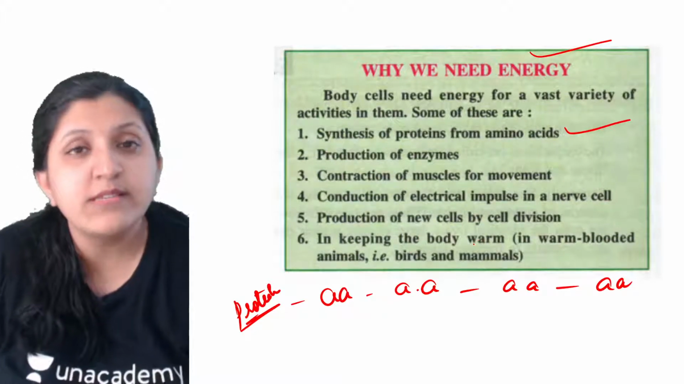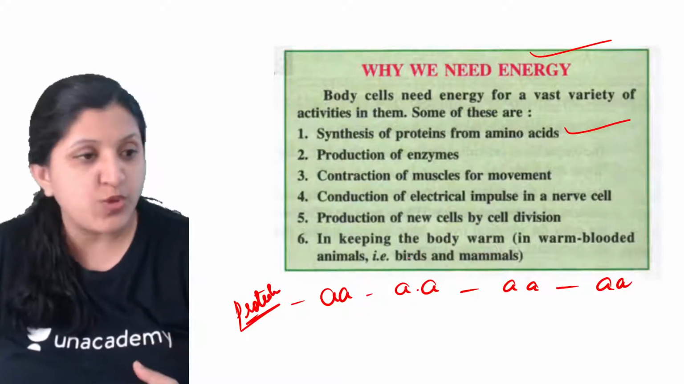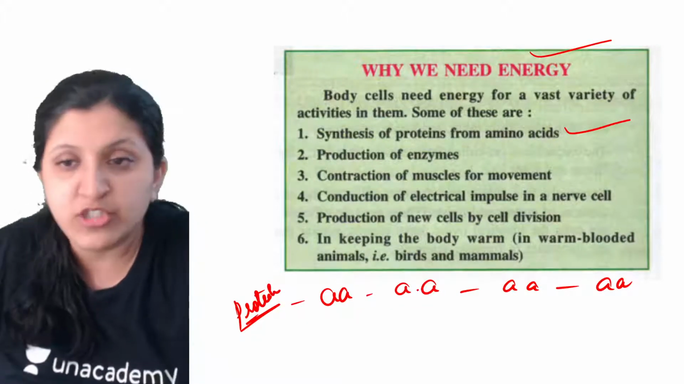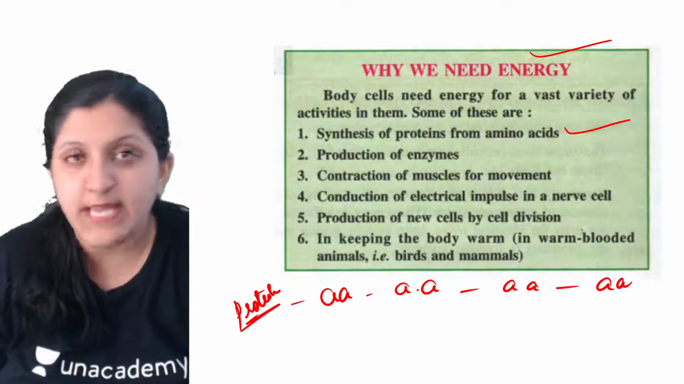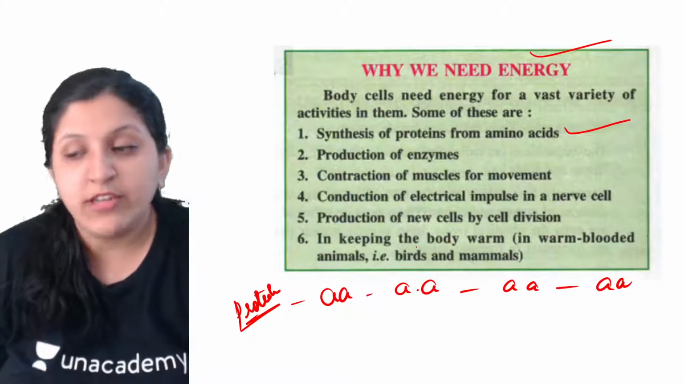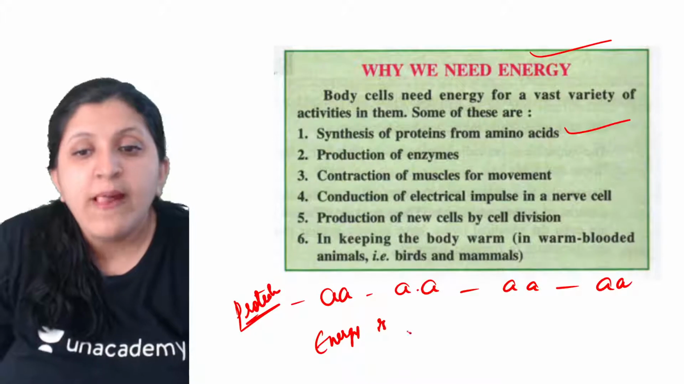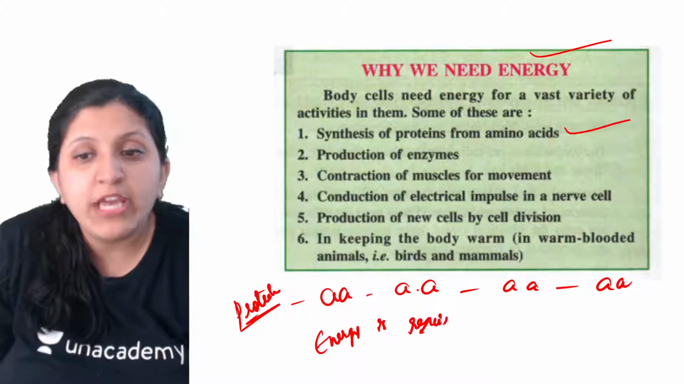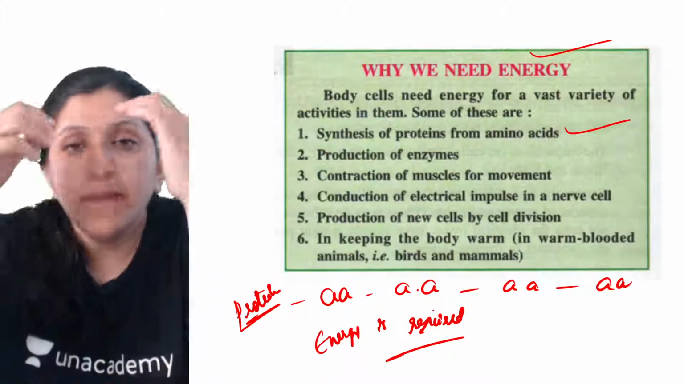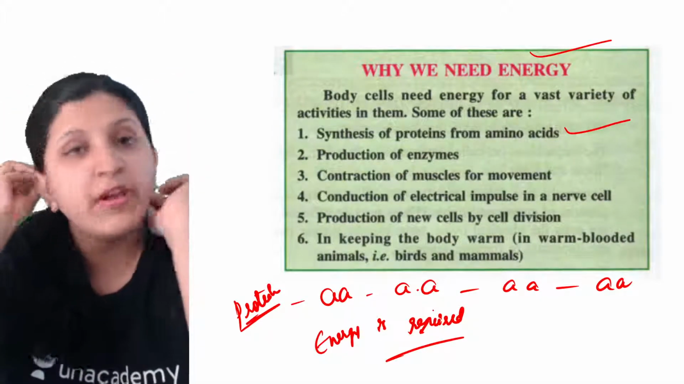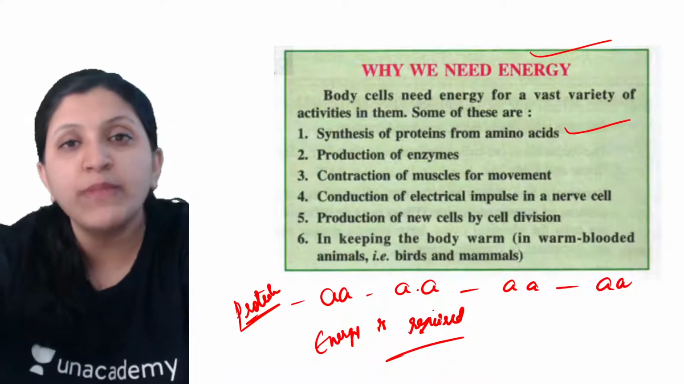For enzyme synthesis again there is an energy requirement. Contraction of muscles for movement, so movement is occurring because again energy is required. Then conduction of electrical impulses in a nerve cell, for this again energy is required. So everywhere energy is required, and without energy one cannot perform his or her function perfectly. If the individual is weak, they cannot perform their task.